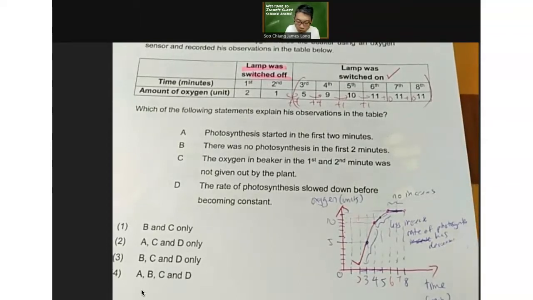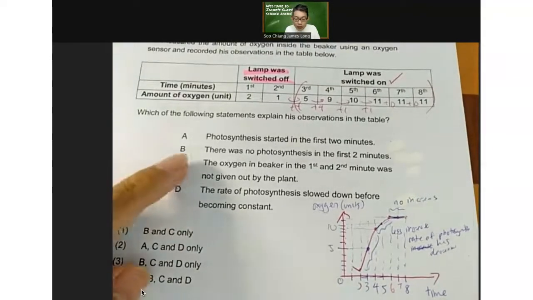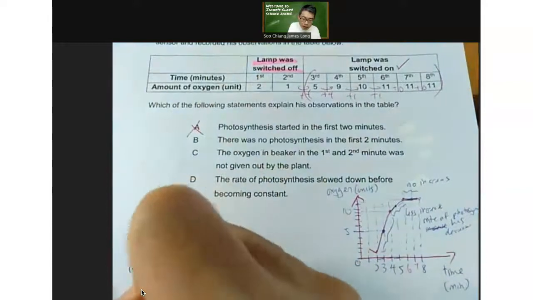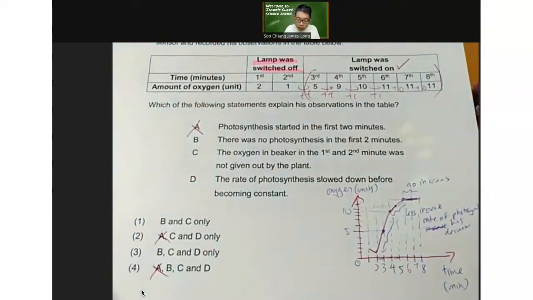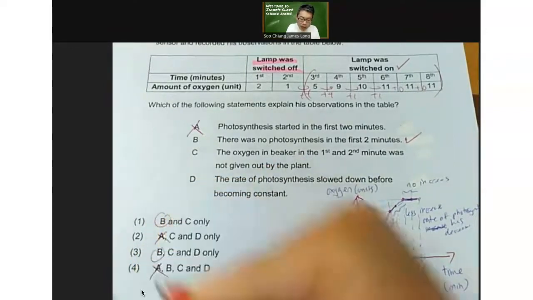Okay? So, if you look at this, right, which of it is true? Photosynthesis started in the first 2 minutes, that is false, because in the first 2 minutes there was no light. So anything with A is wrong. Now I need to look at B. There was no photosynthesis in the first 2 minutes. This is correct. So B is definitely correct.